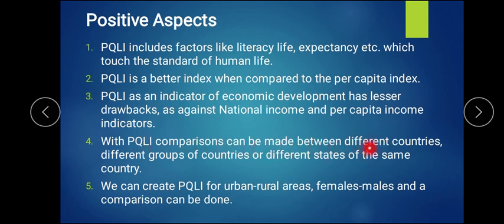PQLI comparison can be made between different countries, different groups of countries, or different states of the same country. You can also compare urban and rural areas, and how the physical quality of life is there. Again, you can go with female and male ratios, male literacy rate, their education, everything. So all this comparison can be done, which you cannot do with real national income and per capita income. So these are the positive things.